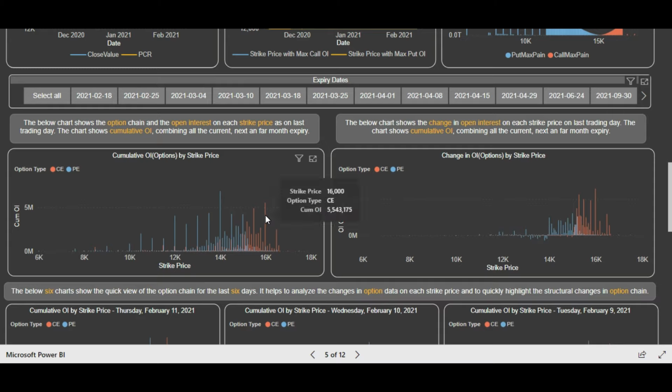You can see 16,000. So friends, in this way the cumulative open interest gives you a clearer picture. And on the adjacent graph, you are seeing the change in open interest, whatever change in open interest happened on the last trading day. This is also the cumulative data. You can see that between the 14,000 and 15,000 levels, put writing was going on, and above 15,000 mainly call writing was going on.